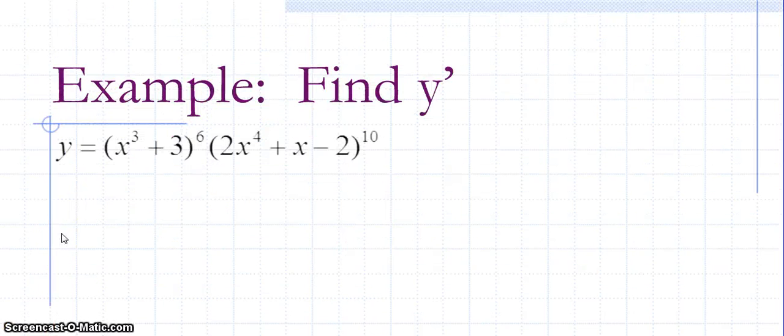Next one, show me you can combine some rules. Here we got a product rule and a chain rule. Pause the video, unpause when you're ready to check.